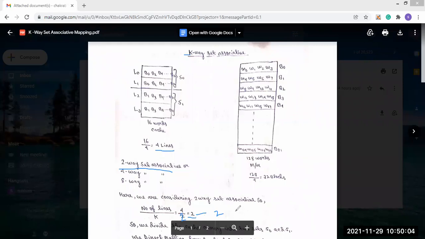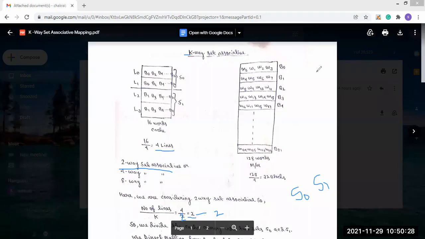So let's say we divide this cache memory into two sets. We consider these 2 sets as S0 and S1, because there are 2 sets.